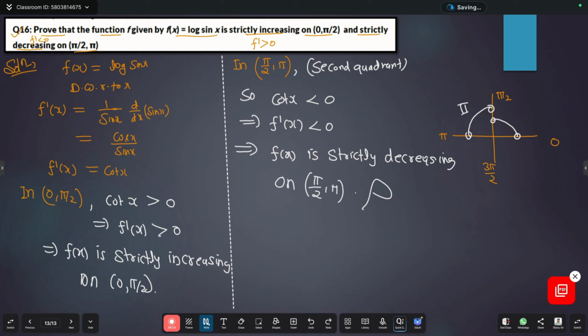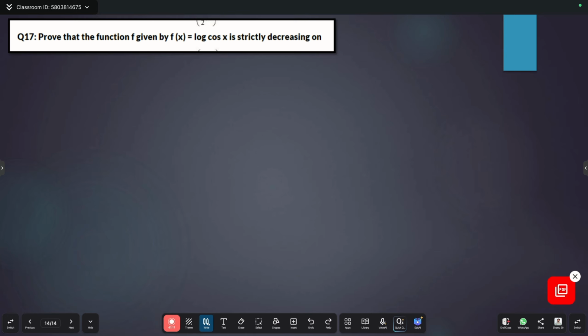Okay, prove. Noted. It is same as the previous question. To prove the function log cos x is strictly decreasing on 0 to pi by 2 and strictly increasing on 3 pi by 2 to 2 pi. How? Now correct? Okay.